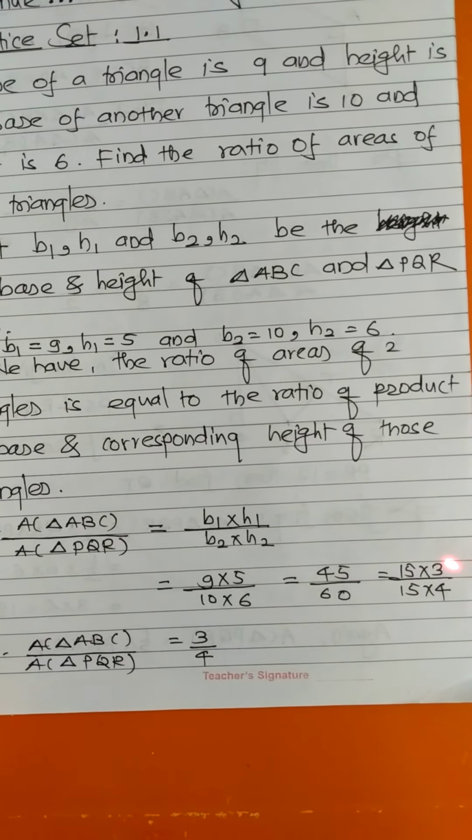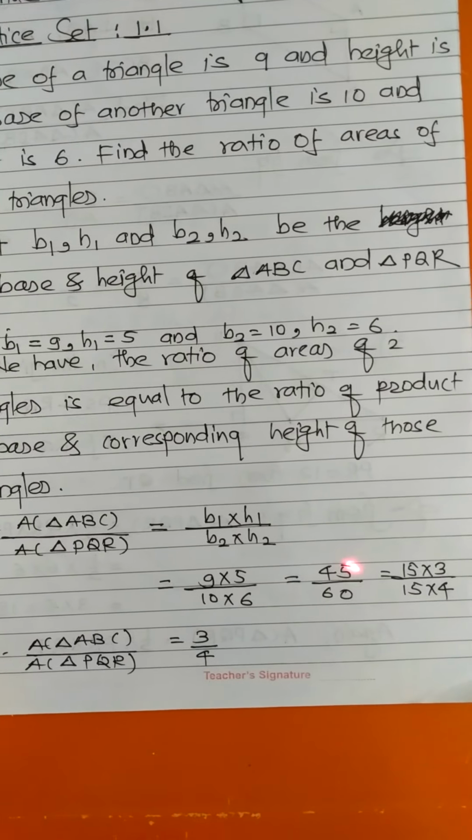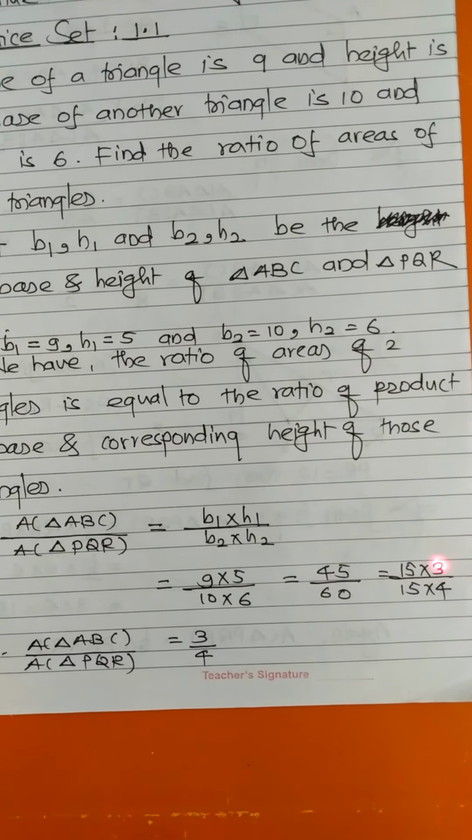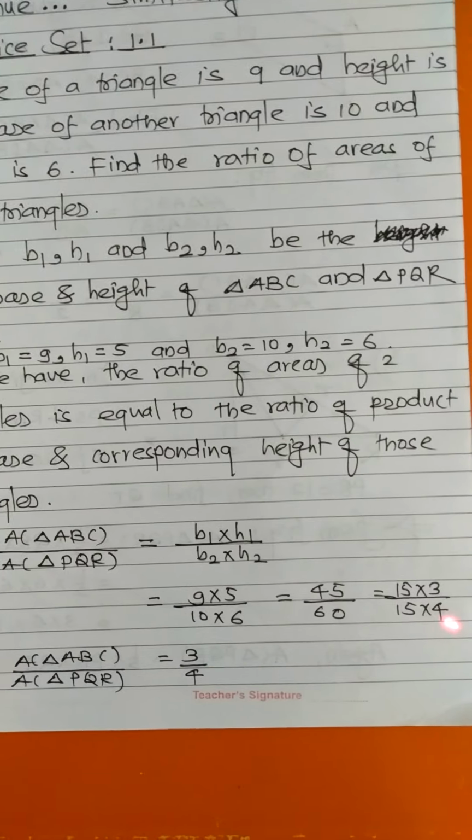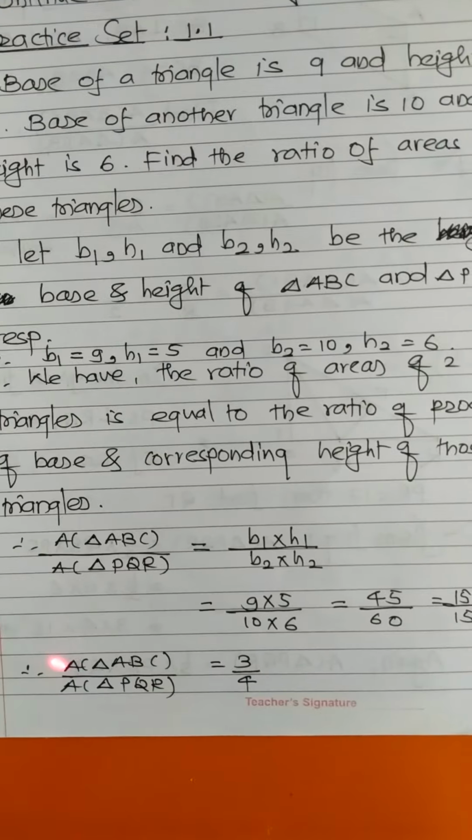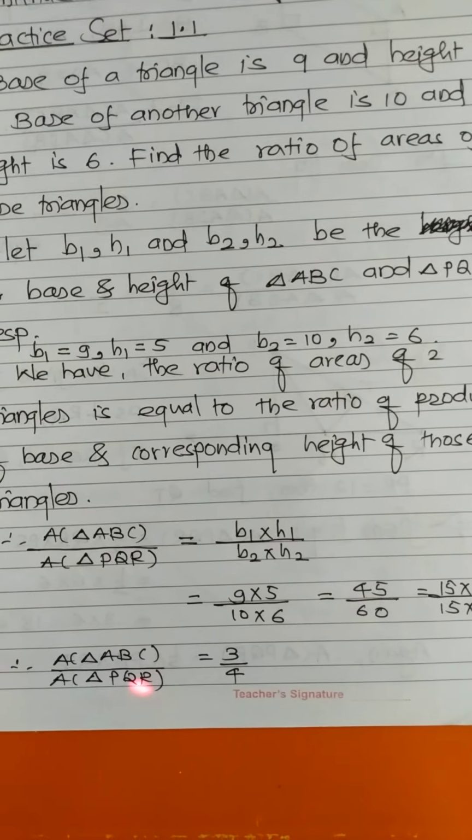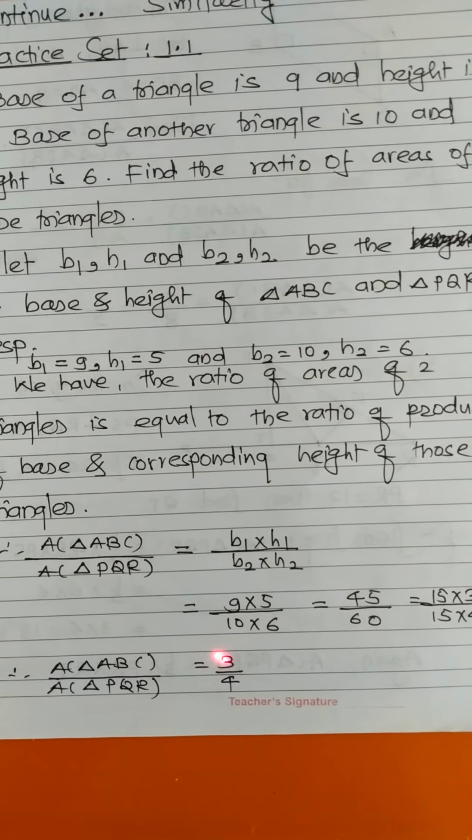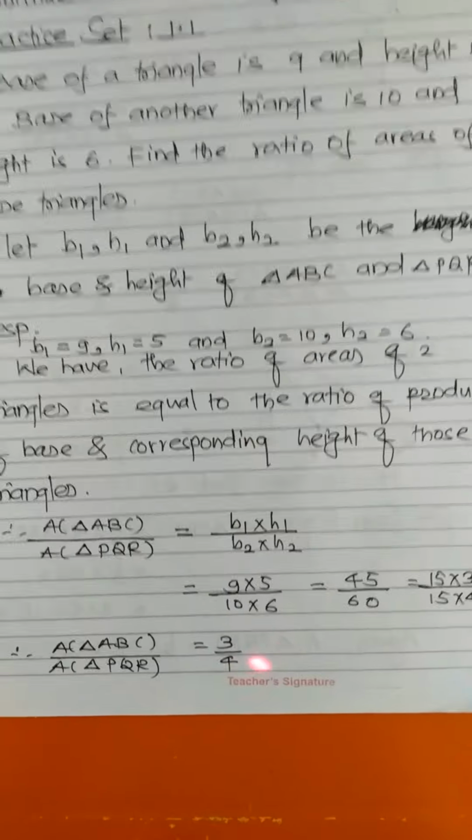So 15 into 3, common multiple point of view. 45 you can write 15 into 3 and 60 means 15 into 4. 15 gets cancelled. What is the exact ratio? Area of triangle ABC divided by area of triangle PQR is equal to 3 by 4.